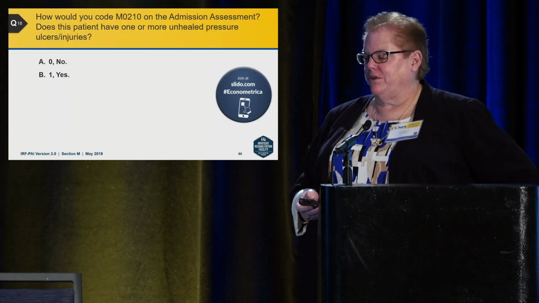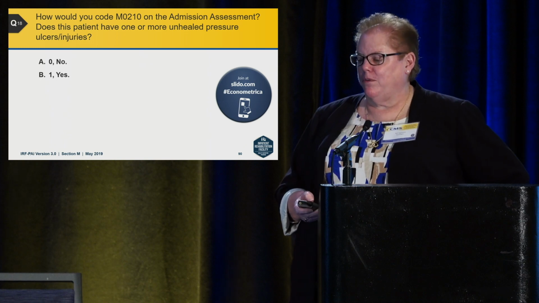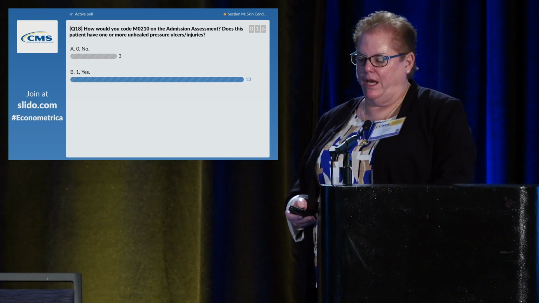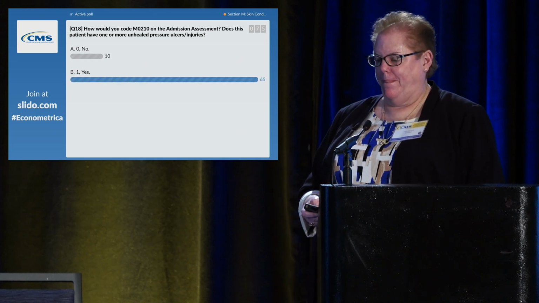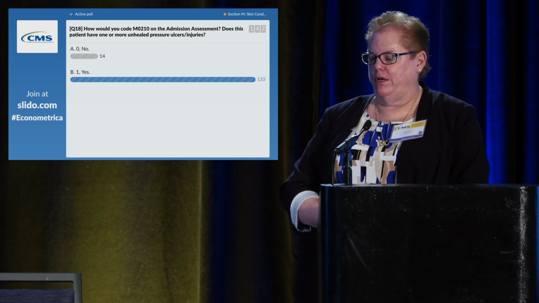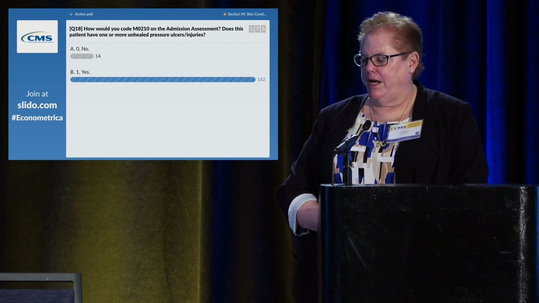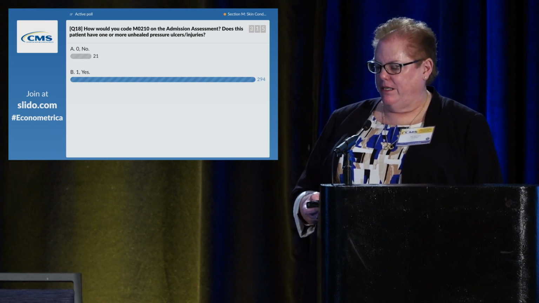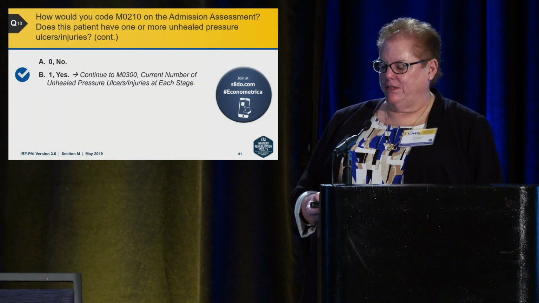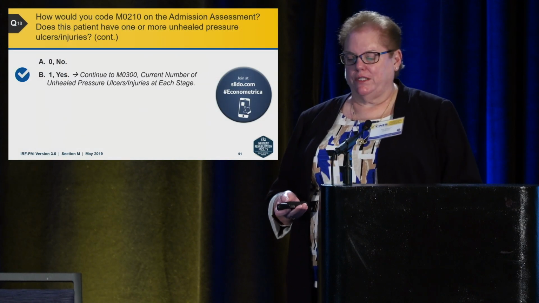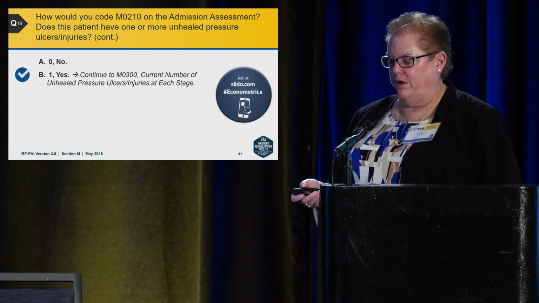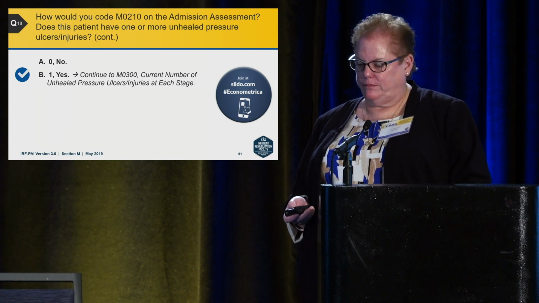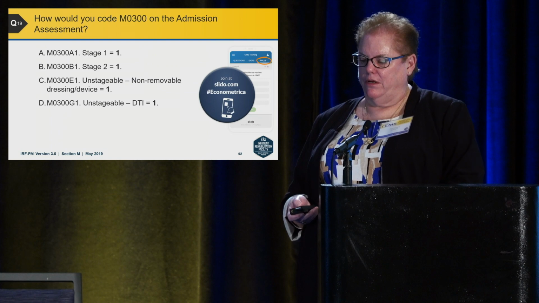How would you code M0210 on the admission assessment? Does the patient have one or more unhealed pressure ulcers or injuries? So is it yes or no? So this is M0210 on the admission assessment. All right, the majority of people have responded, and it looks like most people said yes, so let's see what the answer is. Yes. So because we answered yes here, we're going to continue on to M0300, current number of unhealed pressure ulcers or injuries at each stage. So let's go on to the next slide here.